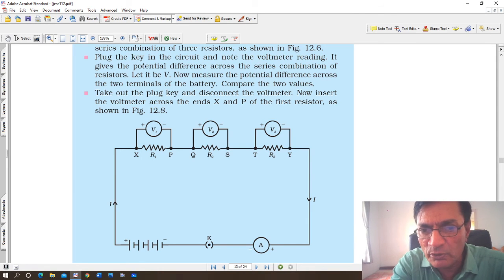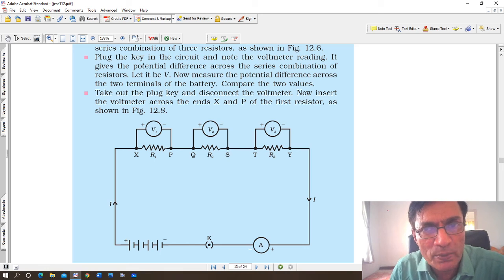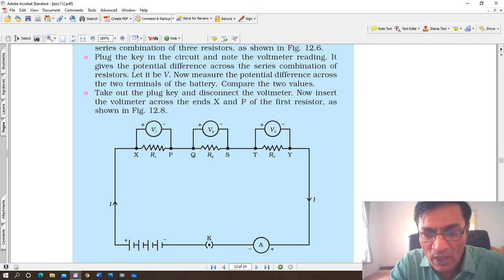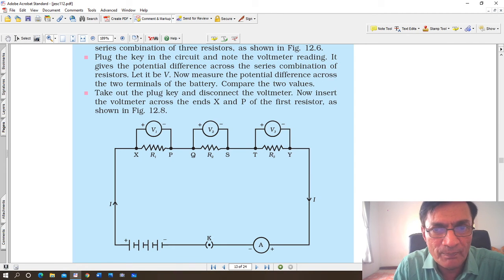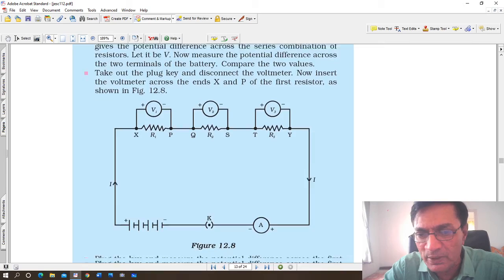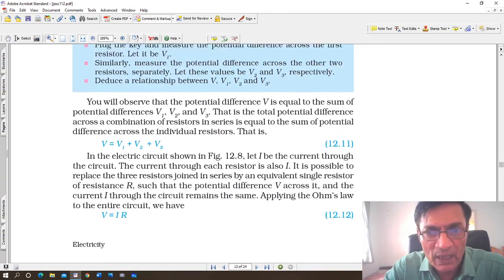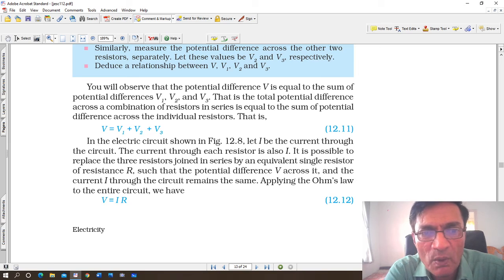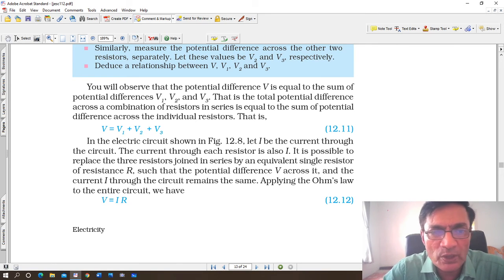The potential readings V1, V2 and V3 will be slightly different because R1, R2 and R3 are different. The current passing through all of them is the same. Now in this case, the equivalent resistance R is found to be R1 plus R2 plus R3. You will observe that the potential difference V is equal to the sum of potential differences V1, V2 and V3. That is, the total potential difference across the combination of resistors is equal to the sum.